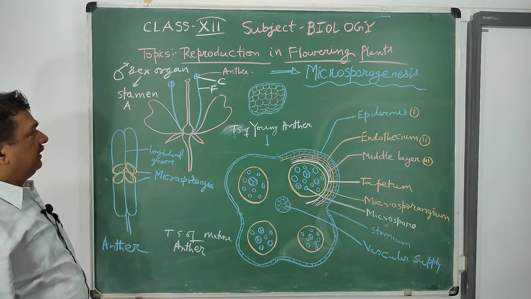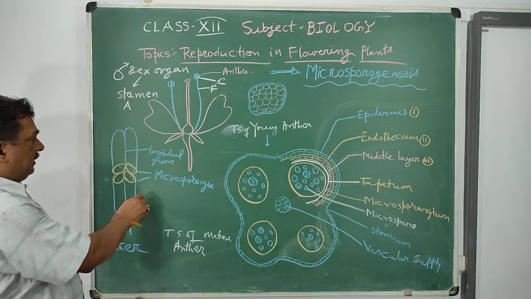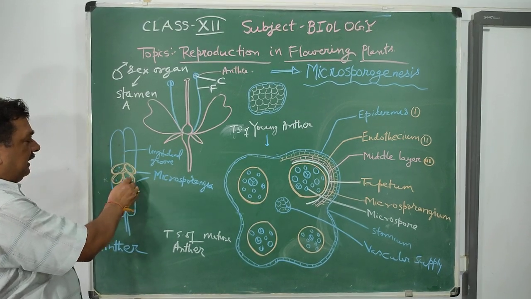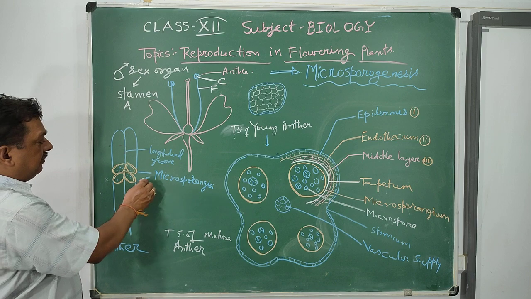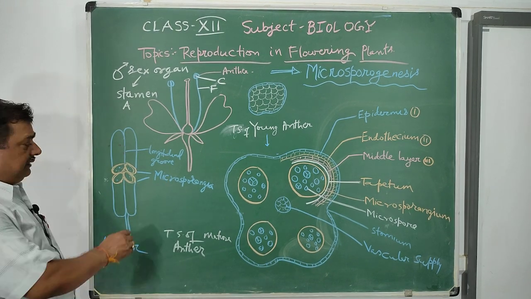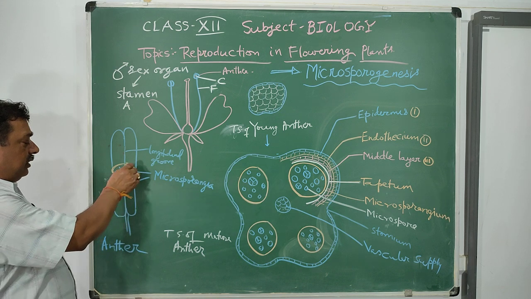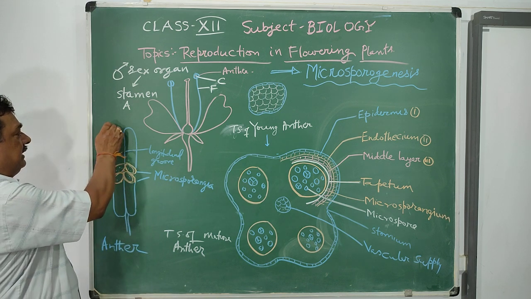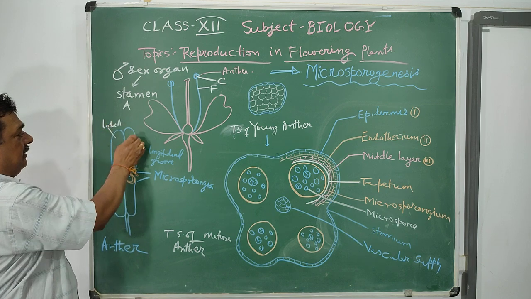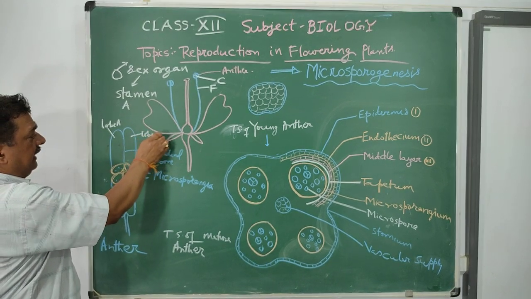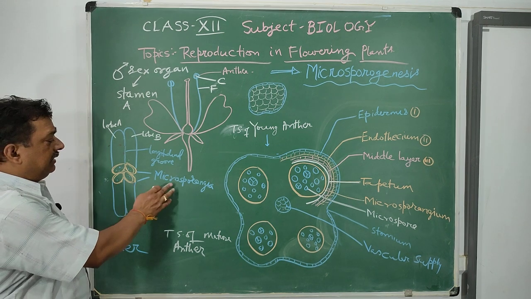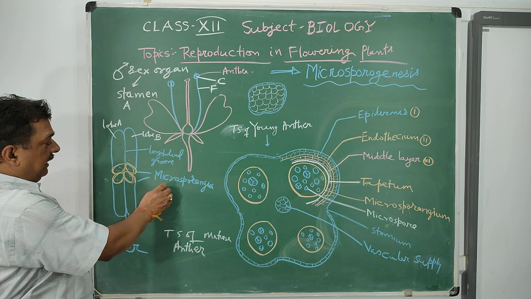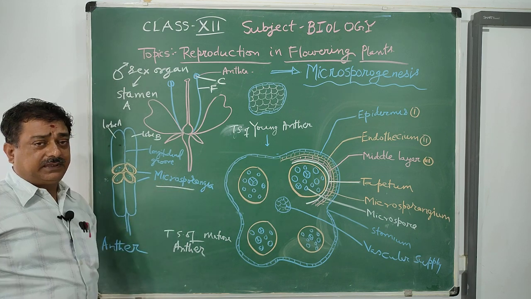Anther contains two lobes generally. One lobe is also found, and this is the three-dimensional diagram of anther. There are 4 microsporangia inside the anther, 2 microsporangia in each lobe. Suppose this is lobe A and this is lobe B. So generally 2 lobes are found, and each lobe contains 2 microsporangia, so in total there are 4 microsporangia.